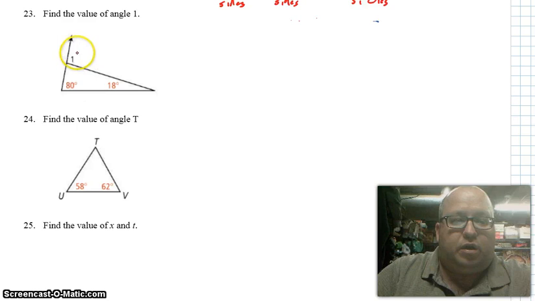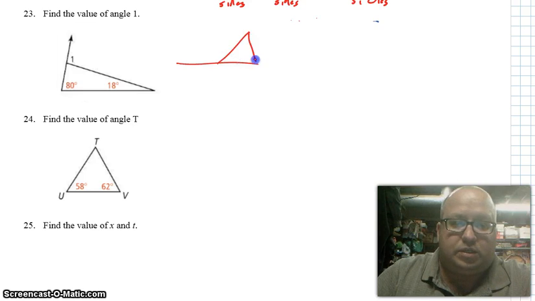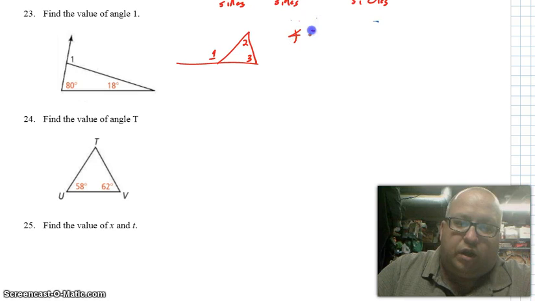Find the value of angle 1. Well, this is a thing called the exterior angle theorem, and the way it works is like this. This angle right here, angle 1, is equal to what they call these two remote angles. These are called remote interior. Angle 1 equals angle 2 plus angle 3.